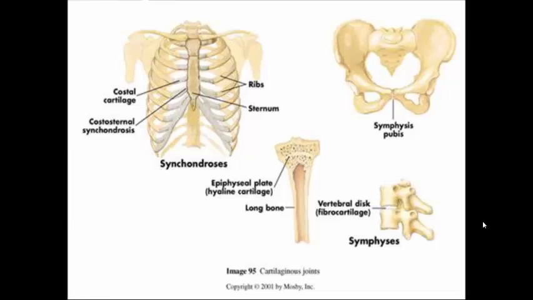Alright, here's some examples. The epiphyseal plate here in this long bone is an example of a hyaline cartilage joint. The space in between the vertebrae is fibrocartilage. Also, in between the bones of the pelvis, there's a band of cartilage found between the two wings of the pelvis, which allows it to separate, which is important for women during childbirth.